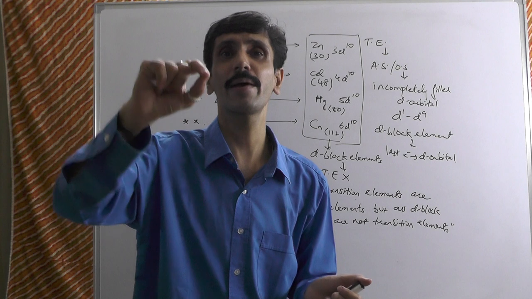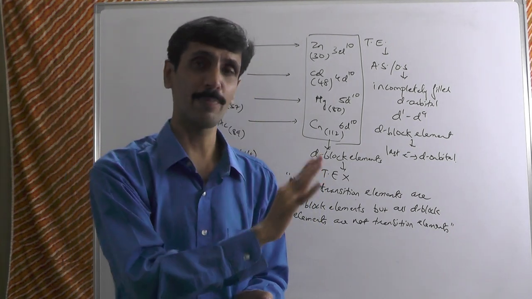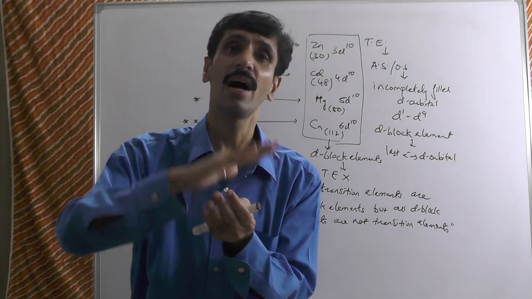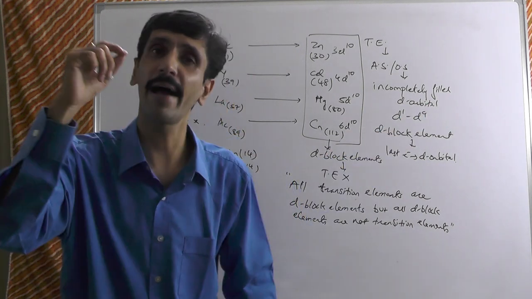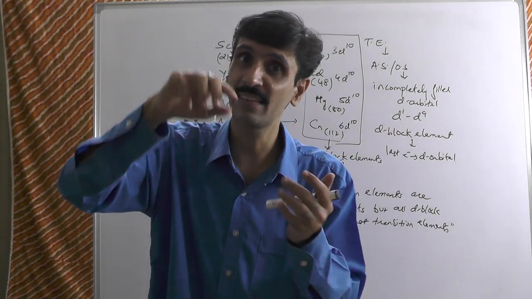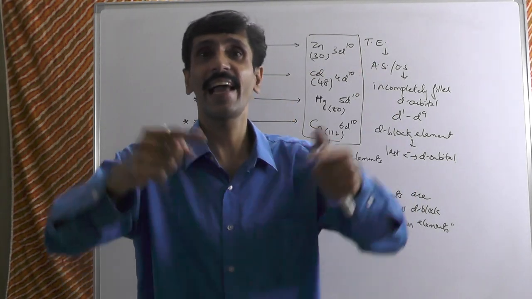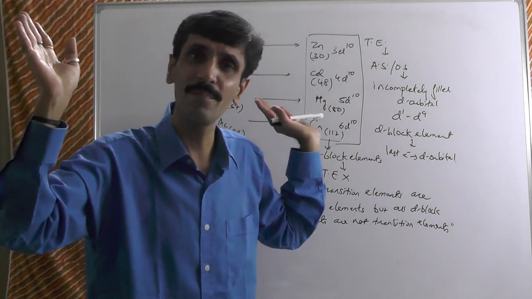Ions. Ions means what am I talking about? Charged species. So in that respect, now they are not considering the atomic state, they are considering the ionic state, and that also a stable ion. That should have this configuration of d1 to d9. And if I am going to strictly apply this particular modified definition of transition element, then I would like you to understand that scandium goes out of the picture.